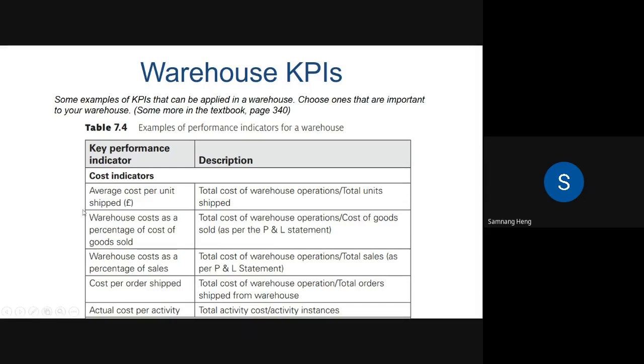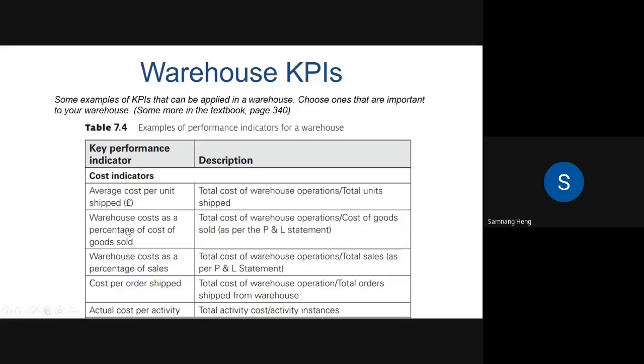One KPI we could use is the average cost per unit shipped, like average shipment cost. Is it going up or going down compared to the previous month or the previous year? So the company could do that. How they do it: they take the total cost of warehouse operation divided by total units shipped, and you could see the total cost per unit shipped.